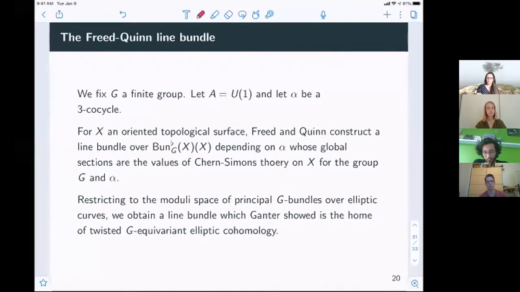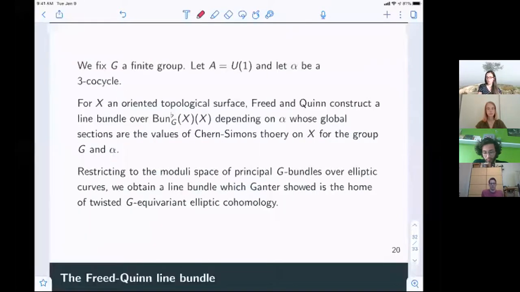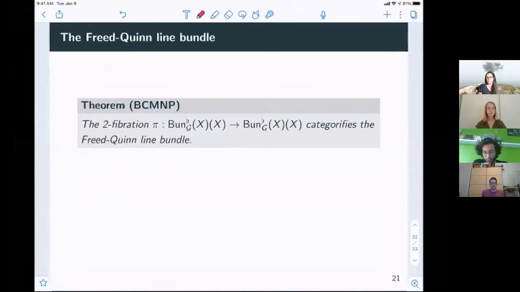When you restrict this to the moduli space of principal G bundles over elliptic curves, so basically looking at all of these different collections of flat G bundles on X for X elliptic curves, we can obtain a line bundle, which Nora Ganter showed is the home of twisted G equivariant elliptic cohomology. So what we've shown is that this 2 fibration that we put together categorifies the Freed-Quinn line bundle.